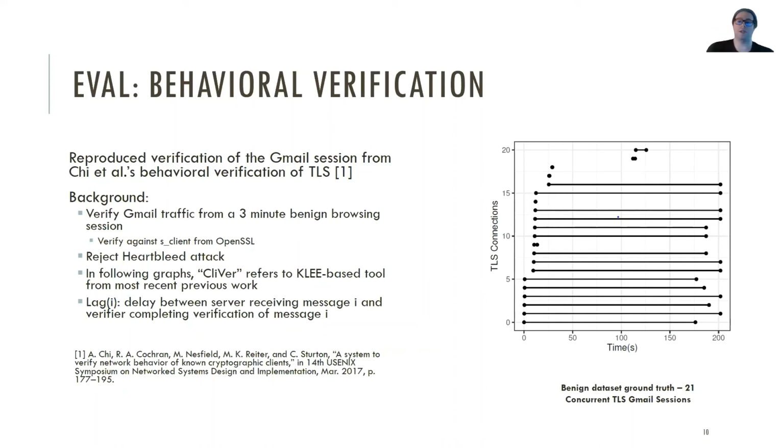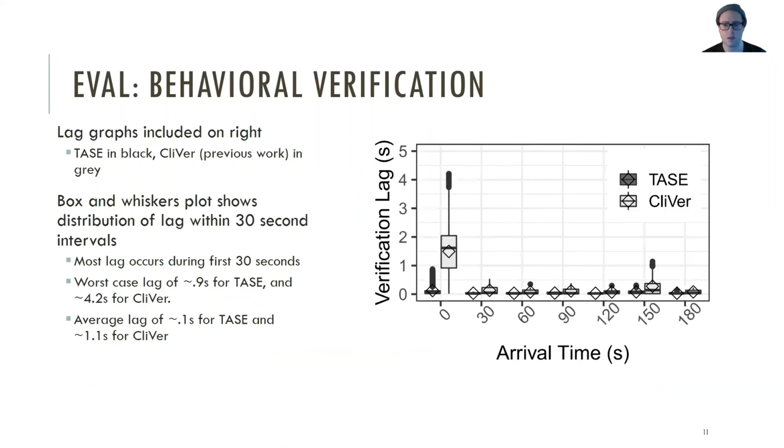Instead, we're actually focusing here on the performance of the verifiers when they're run against a sample benign 3-minute Gmail browsing session. And I'll be talking about the lag introduced by implementing behavioral verification in line with network traffic. And the idea is that this lag definition is intended to intuitively represent the delay an end user would experience from the behavioral verifier.